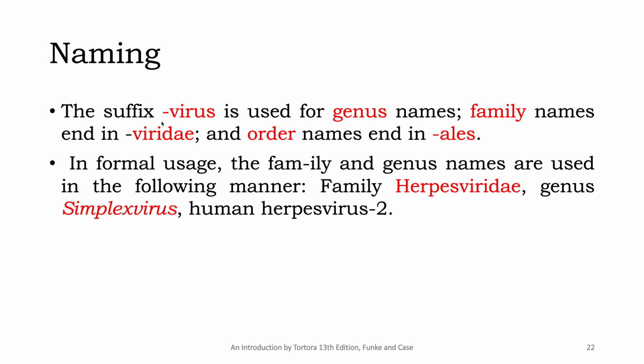So how do you name viruses? The genus ends with virus. For example, herpes virus, or simplex virus. The family name ends with viridae, so you have herpesviridae, and the order ends with ales.